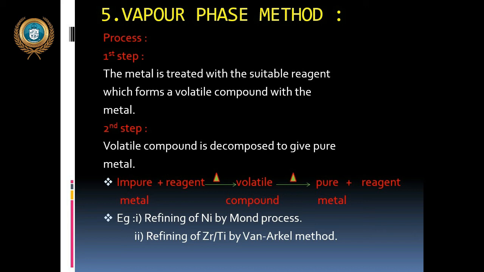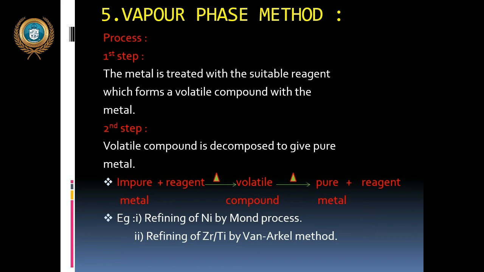So again we will be reheating this. அந்த gaseous compound still if we heat further more, திரும்ப இது என்னவா பிரிஞ்சிரும், pure metal ஆகும், அந்த reagent தனியாகவும் கிடைச்சிரும். So this is the reversible reaction process. For example, here there are two examples given: refining of nickel by the Mond process and refining of zirconium and titanium by the Van Arkel method.